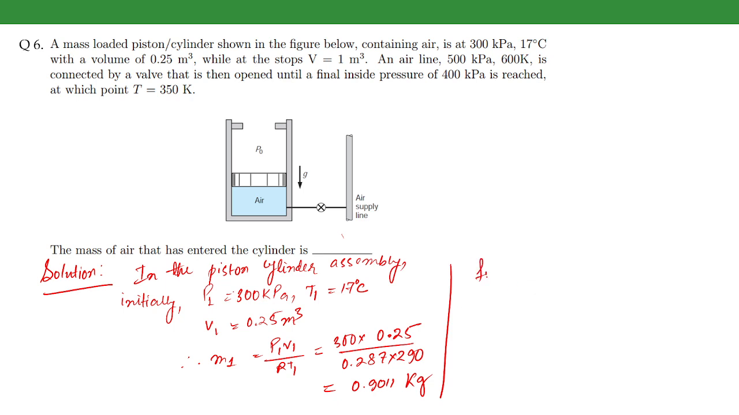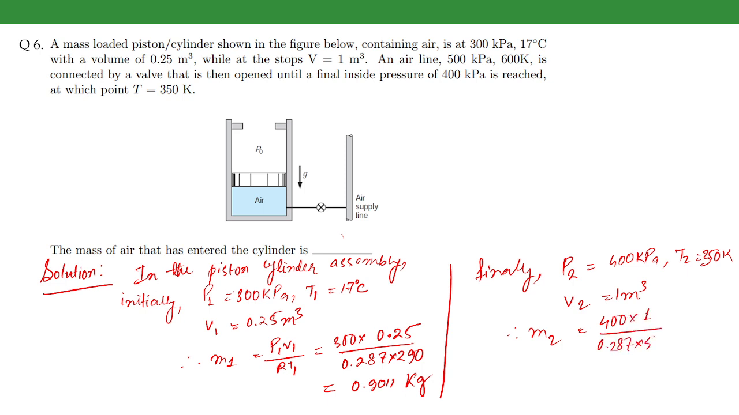And finally, the pressure is 400 kPa. The temperature is 350 Kelvin, and the volume is 1 meter cube. Therefore, the final mass is 400 multiplied by 1 divided by 0.287 into 350. So this is 3.982 kg.